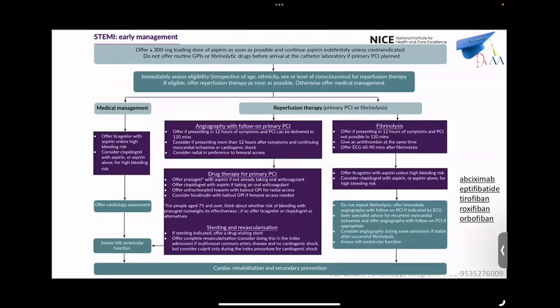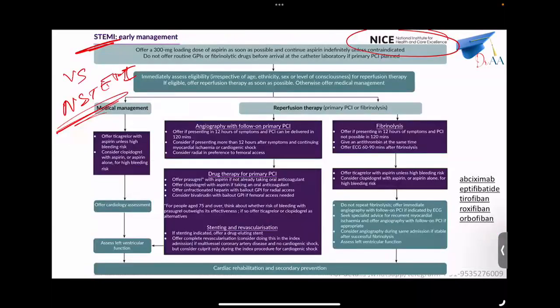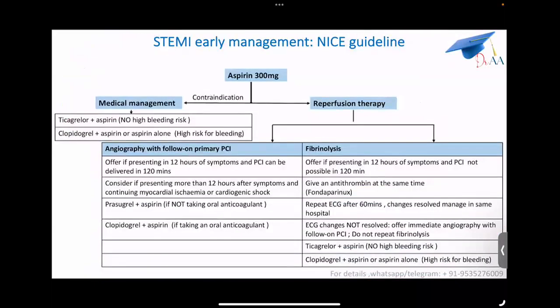What is the treatment? What do the NICE guidelines say about treatment? There is a difference between treatment for STEMI, that is ST segment elevation MI, versus non-ST segment elevation MI. Okay, this is directly picked up from the NICE guidelines. What I want you to learn is this one. This is nothing but the same thing, but it is more clear about what you need to know from an emergency point of view and from an exam point of view.